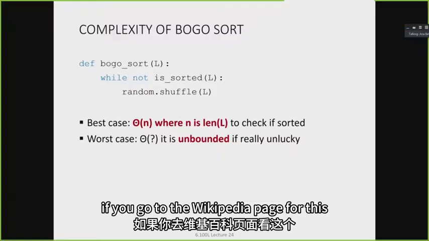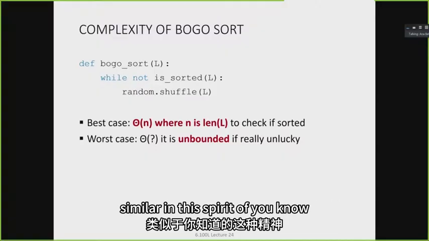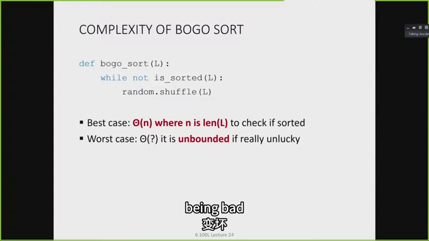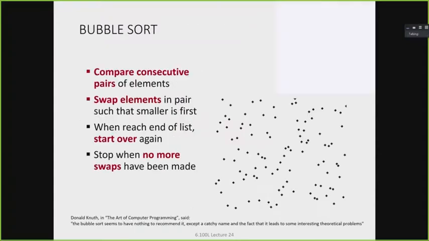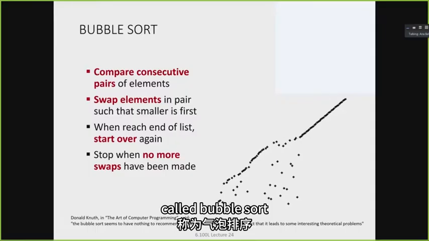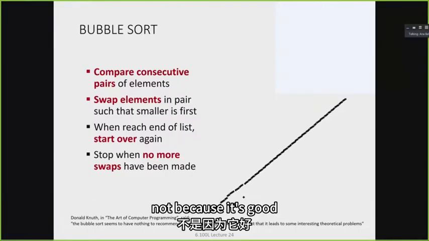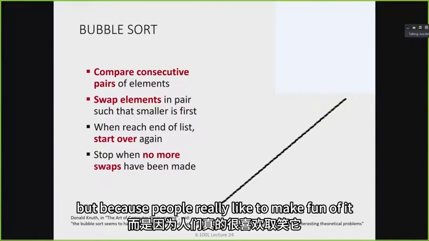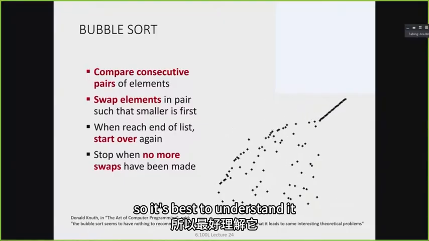So clearly not a very good sorting algorithm. If you go to the Wikipedia page for this, it'll give you a whole bunch of other examples of algorithms similar in this spirit of being bad, but making forward progress towards an answer. Next, we're going to look at a different sorting algorithm called bubble sort, and it's one of the most popular sorting algorithms, not because it's good, but because people really like to make fun of it. So it's best to understand it.